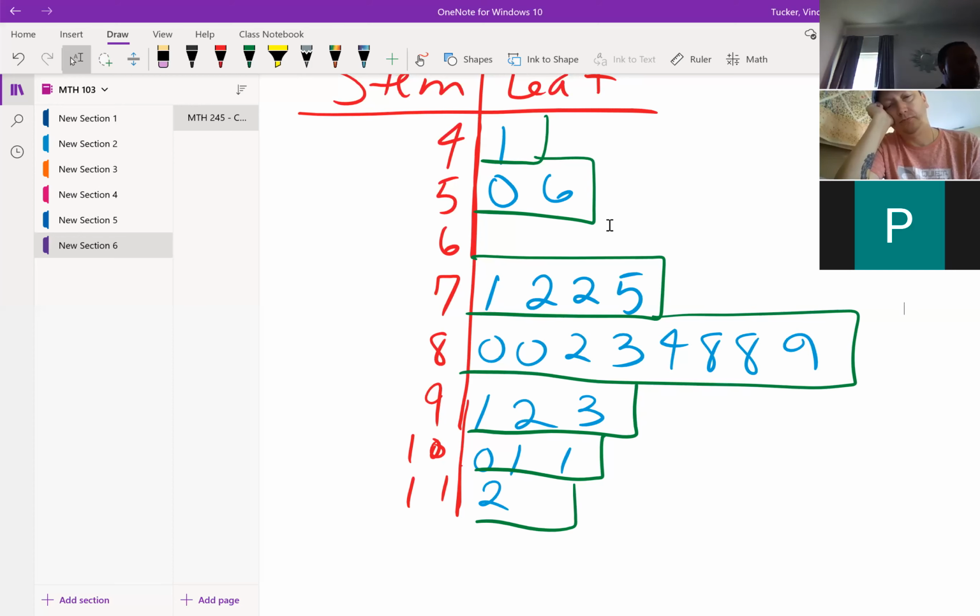Let me look in this book, make sure it wasn't anything else I was supposed to say today before we close out. Any questions before I do so?